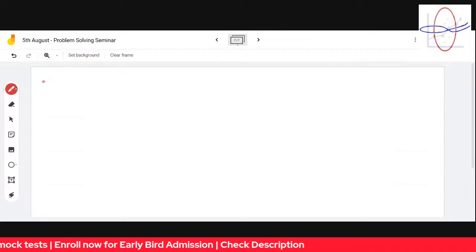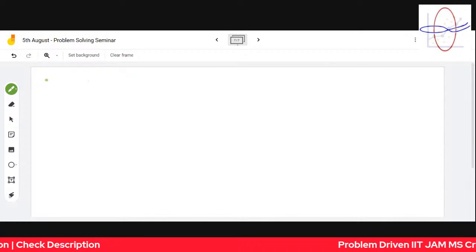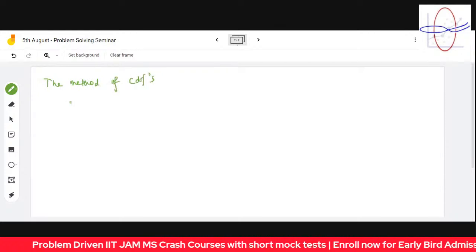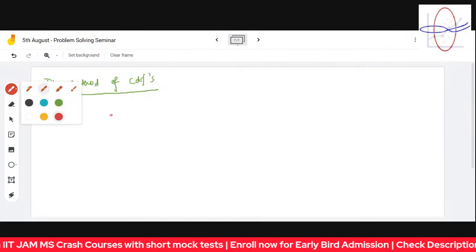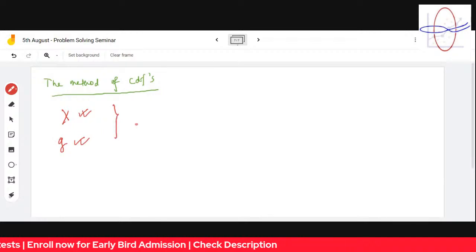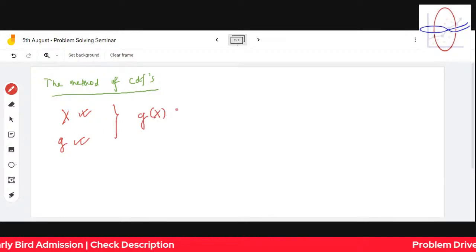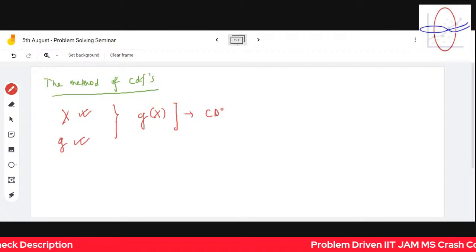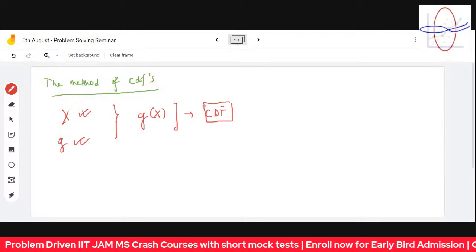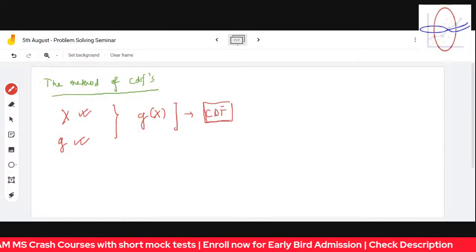There is a method called the method of CDFs. This will be really helpful to find the distribution of a function of x, given that you know the information about X. Because the CDF is the main thing, from there you can differentiate it to get the PDF actually. So you will get to know the CDF from here. Okay, this is the method of CDFs.